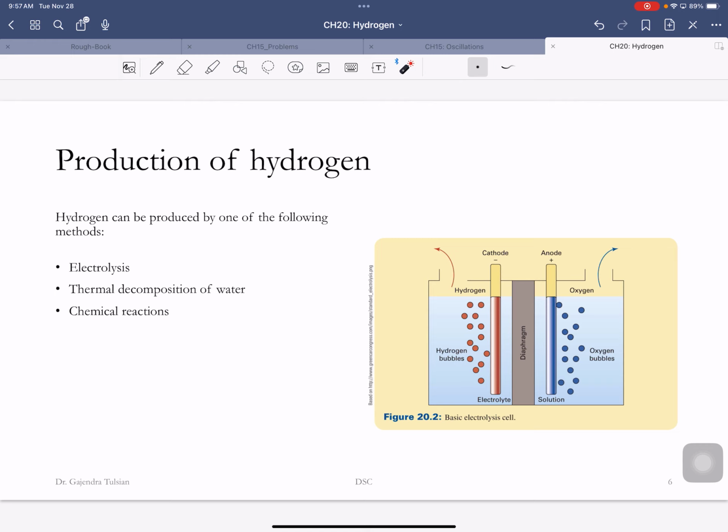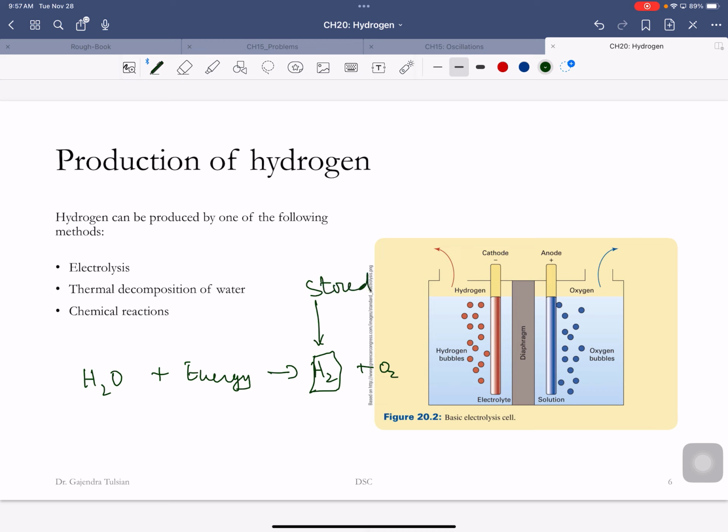Okay? So what we're going to talk about is this equation. We're going to take water and we're going to add energy and produce hydrogen. Again, this is not a balanced equation. So this is where you have stored energy. All right, you can provide energy one of three ways, and that's what we're going to talk about.